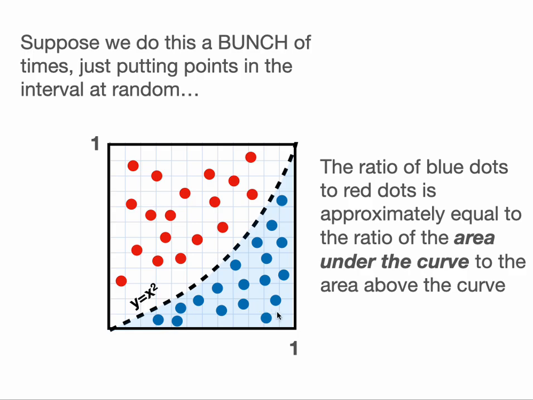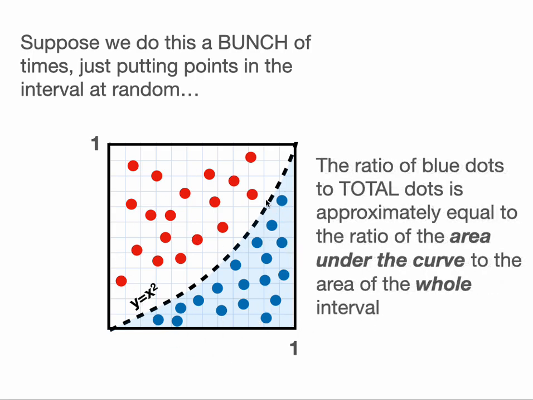Put another way, the ratio of blue dots to the total number of dots is approximately equal to the ratio under the curve, the blue area, divided by the total area of the interval, which in this case is just 1 by 1. Okay. So I can get an estimate of how much of this area is below the curve by just throwing random dots in it and measuring the ratio of dots below the curve to the total number of dots.